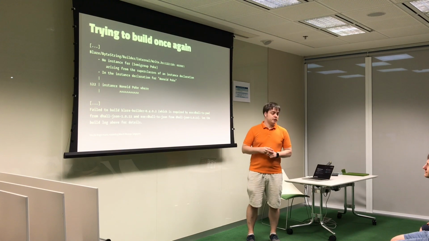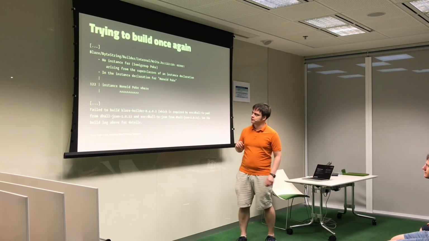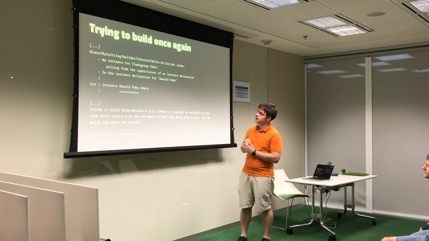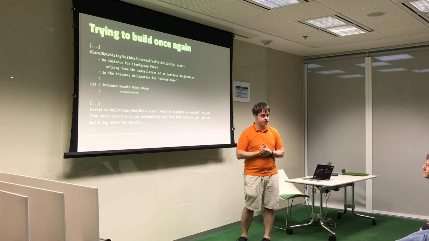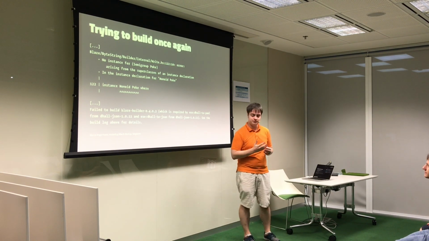So let's try building it again. This is going to be a common theme, though. I've tried to switch the titles a bit. The next one is Blaze doesn't build. And why does it not build? Because it has a monoid instance. Now, where does that come from?